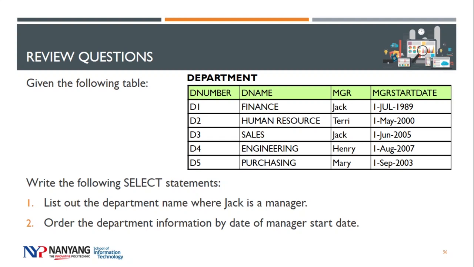Next one, the select statement to order the department information by manager start date. Select star, which means select all the data from the department table, order by MGR start date. I say again, for the second one, we will write select star from department order by MGR start date.